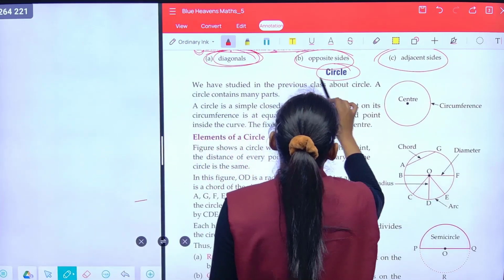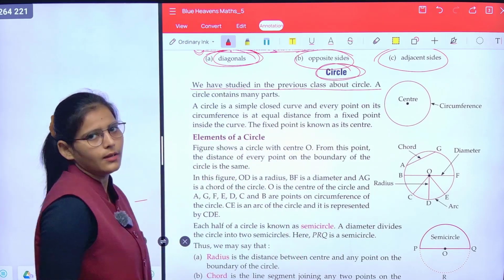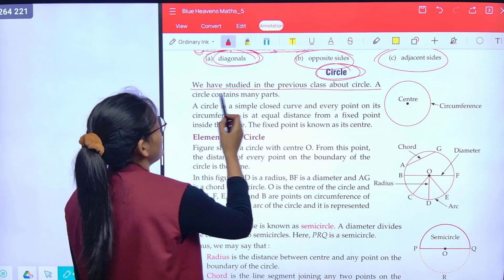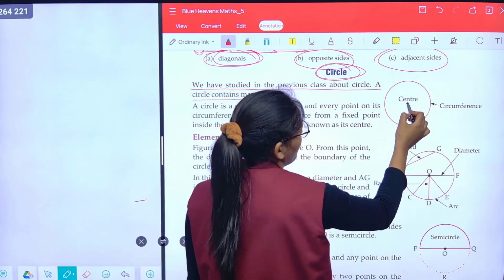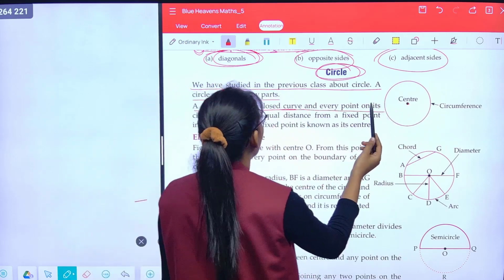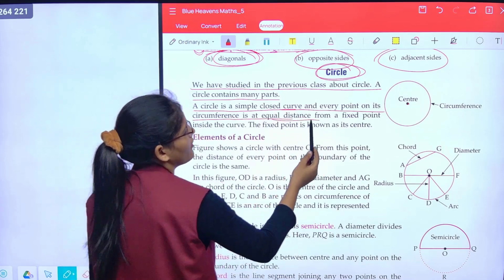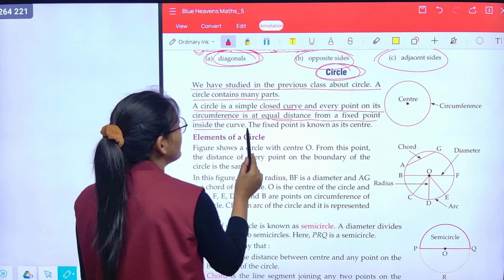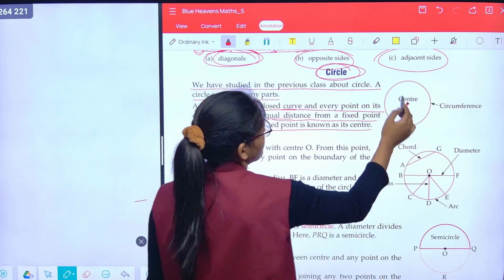Now class, circle. We have studied in the previous class about a circle. A circle contains many parts. Class, this is a point of a circle. A circle is a simple closed curve and every point on its circumference is at equal distance from a fixed point inside the curve. The fixed point is known as its center. And this is the circumference.